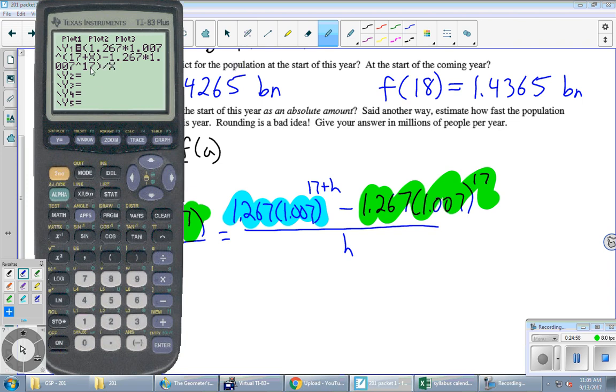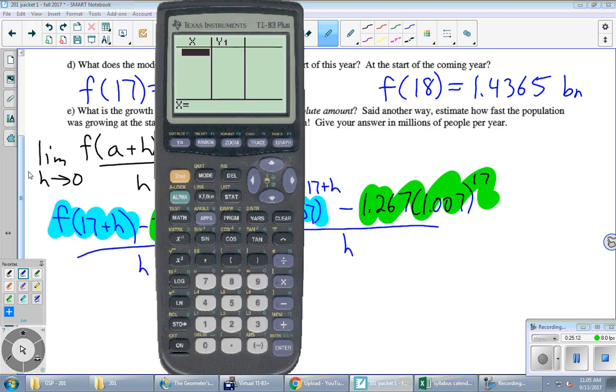And the power of putting that in here is that then I'll make sure this is on ask, then I can go into second table up here in the top right, and I can type in any h's, it's x here, but I can type in any h's that I want. And what kind of h's did we want? Really close to 0. And so, for example, I could type in 1. H equals 1, that's 1 year.